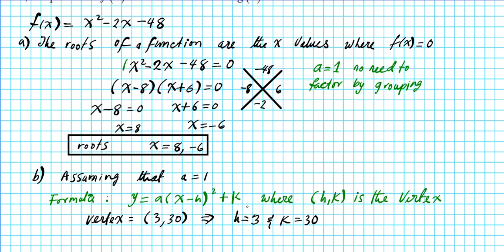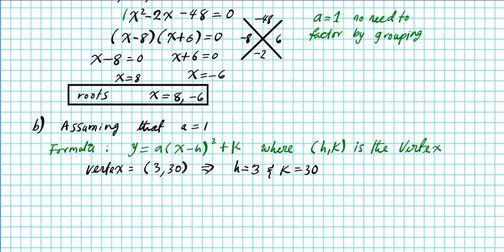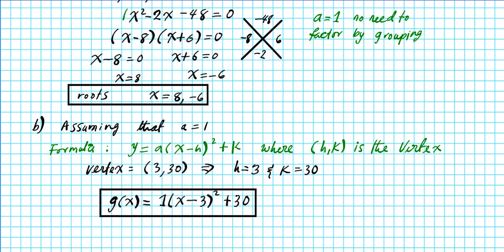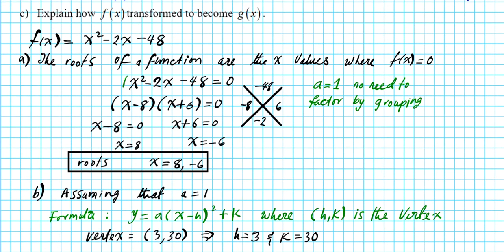Okay, and then we also know that a is 1 by assumption, so we just plug in all those values into our function, and we'll have the quadratic of g in vertex form as 1 times the quantity x minus 3 squared plus 30. Alrighty, so that's your answer for question number 18, part B. Now let's take a look at the last part. It says, explain how f of x is transformed to become g of x.